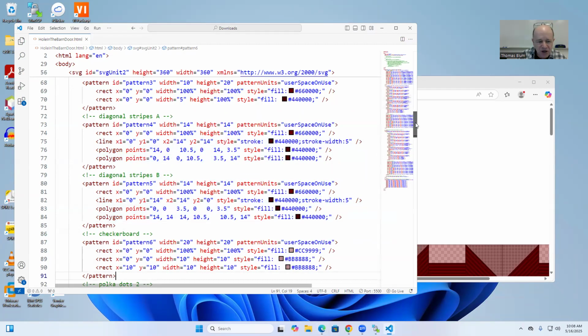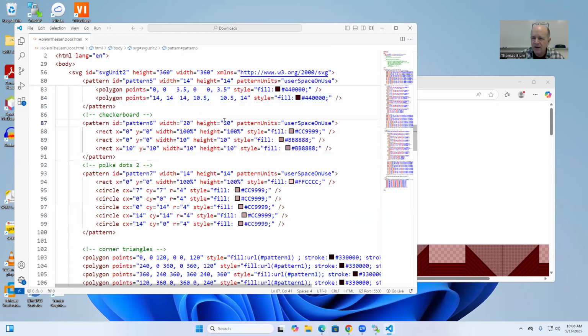Then I have a checkerboard pattern. I made this pattern larger: instead of 10 by 10, I went for 20 by 20. I have an overall filling rectangle, which is the background color. Within that, I have two little squares, each half the width and half the height, so a quarter of the unit altogether, starting at 0, 0, and another starting at 10, 10. So that is the checkerboard pattern.